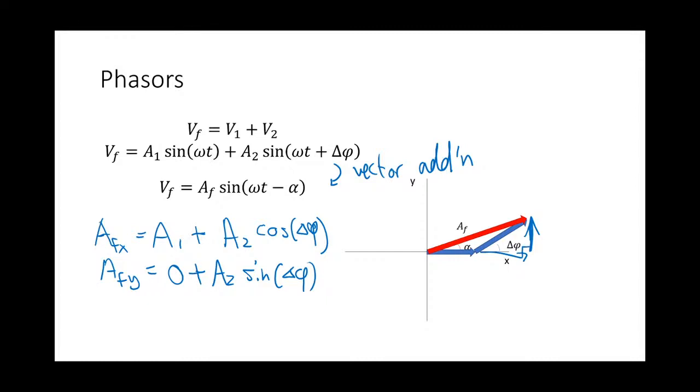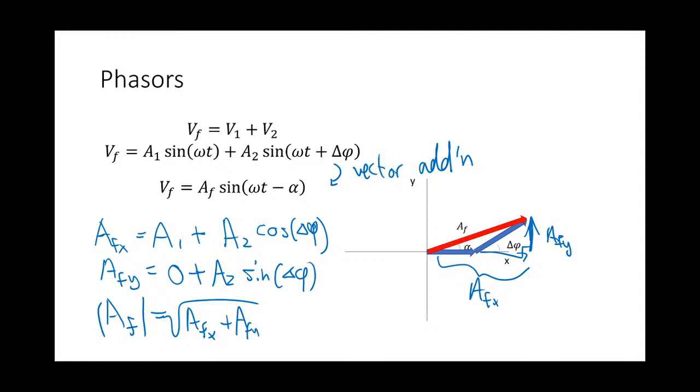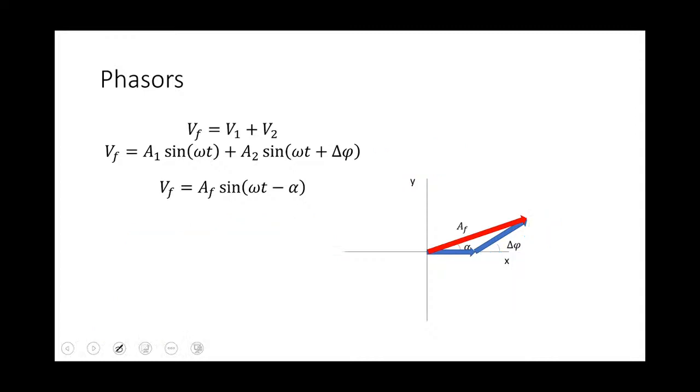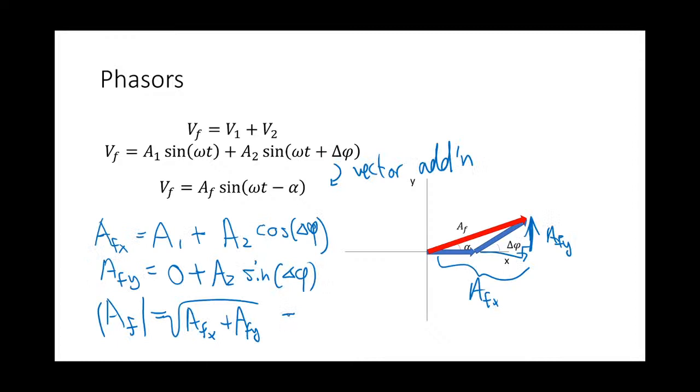Right? Then once you have the two components, which is your AFX and your AFY, you can individually figure out the actual AF magnitude, which is the square root of AFX squared plus AFY squared. And then the actual angle, alpha, would be the arc tangent of AFY divided by AFX. So that's the whole idea of phasors.